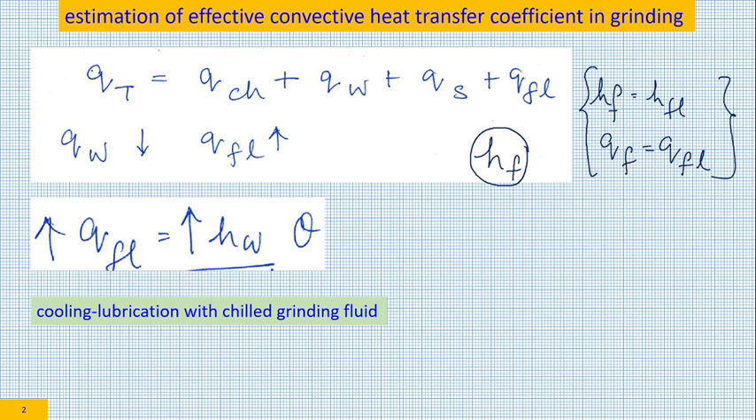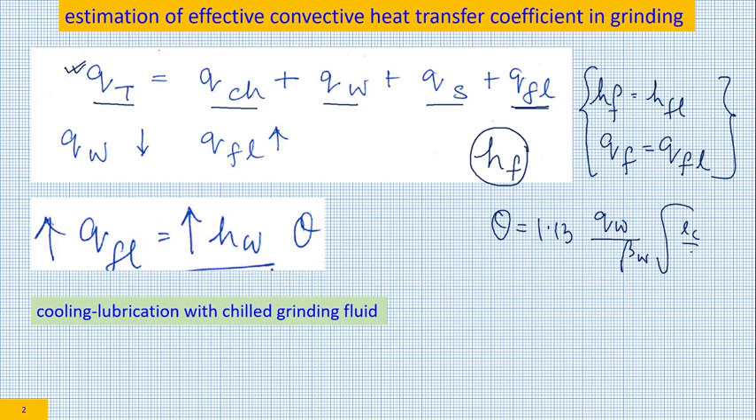Now this is the general equation of heat transfer in grinding. This is the total heat flux. This is the heat taken away by the chip. This is the heat entering the workpiece. This is the heat entering the grinding wheel, and this is the amount of heat being taken away by the grinding fluid.